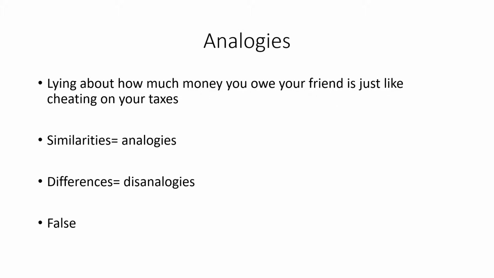So analogies are when we say one thing is similar to another thing. We're using two different things and contrasting them with one another to show how they're similar. Consider this statement. Lying about how much money you owe your friend is just like cheating on your taxes. So when we're looking at this, the person's saying that there's no difference between the two.